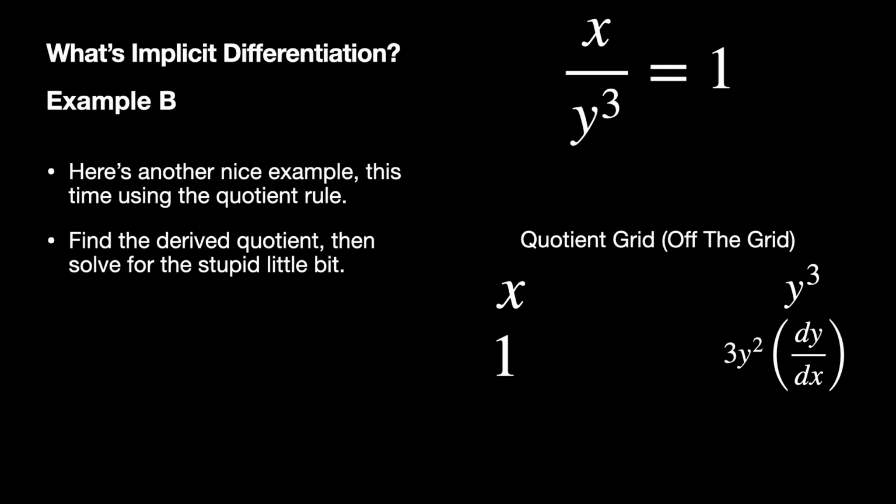Here it's the exact same thing as before, except it's not actually done. Quotient rule takes up a lot of space. Anyway, here's another equation, and we're differentiating it with respect to x: x over y cubed equals 1. Using the quotient rule, x turns to 1, y cubed turns into 3y squared, dy over dx, because you tack on the thing.